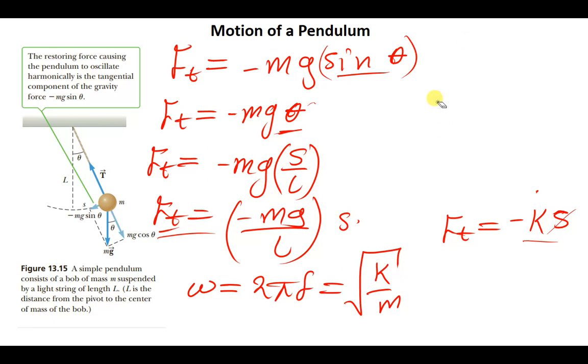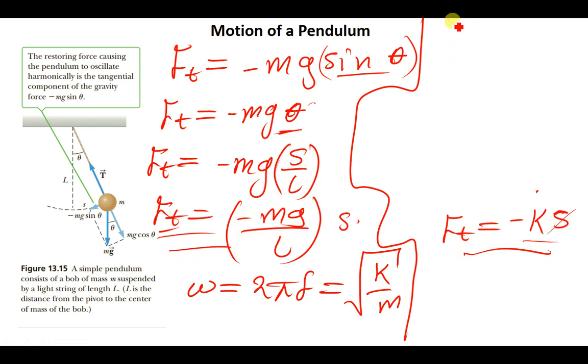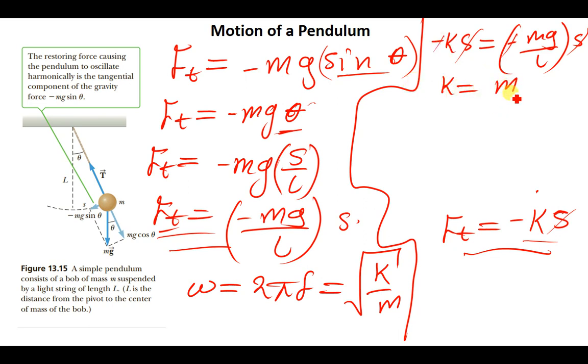So let me demarcate. When you combine this one and this one, while there's Ft, you put negative ks, and then you have this other part, which is negative mg over L times s. So this s and that s will cancel, this negative and that negative will cancel, meaning the value of k will just remain as mg over L. So while there is k in this expression, we're going to write mg over L.